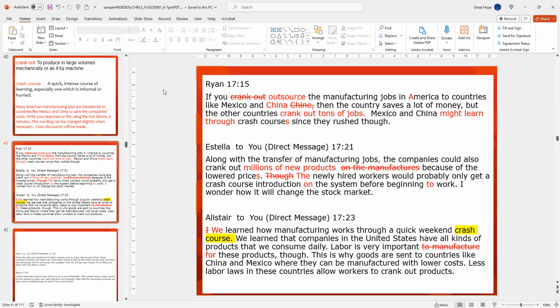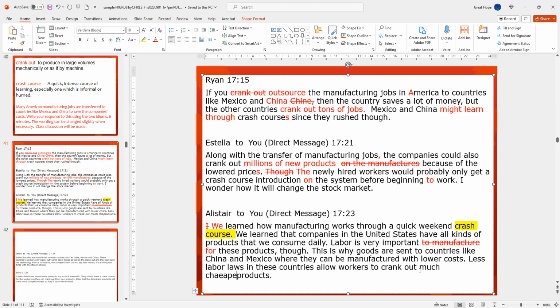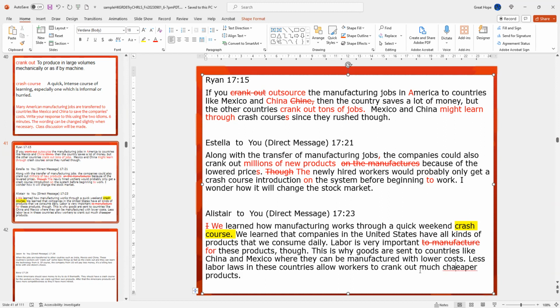All right. Less labor laws in these countries allow workers to crank out much cheaper products. That will make it more sound, because these countries simply have no labor law, so people can use labor as cheaply as possible. That's why less labor law in these countries allows workers to crank out much cheaper products. That would make better sense. All right, Alistair? Okay, good.